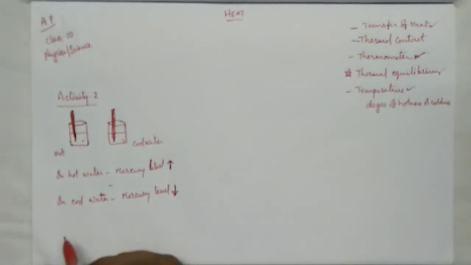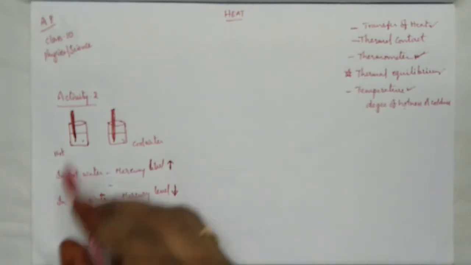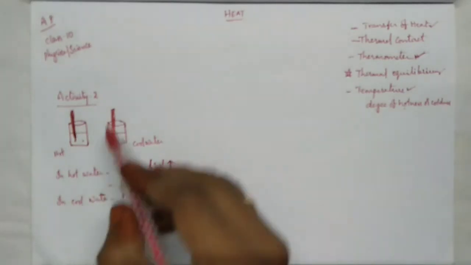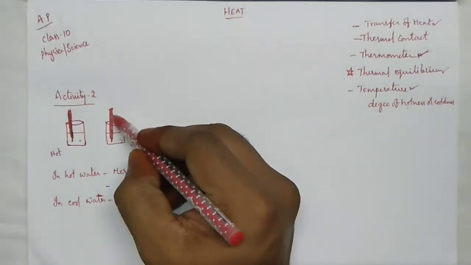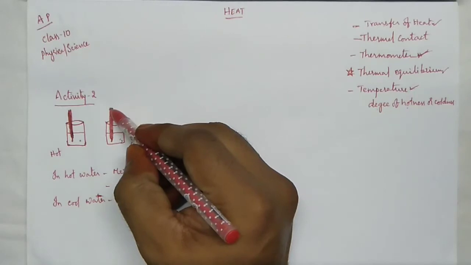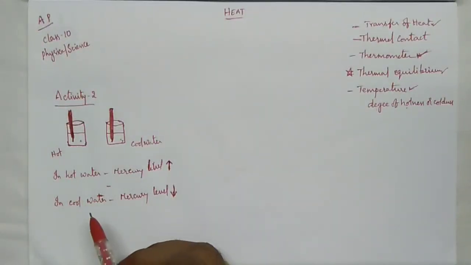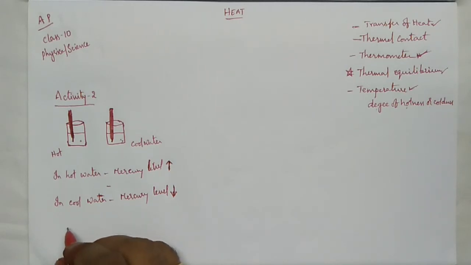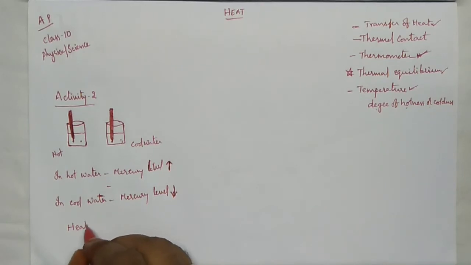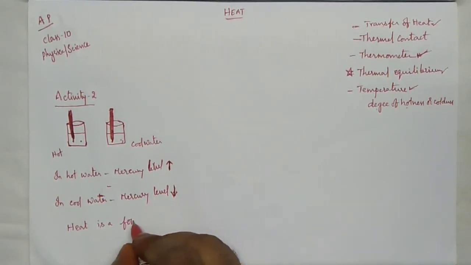Here, let us try to give a definition, right? What is the heat doing here? Heat is causing some change in the mercury level or in the thermometer. So we can say, as heat is doing some work, heat is a form of energy.